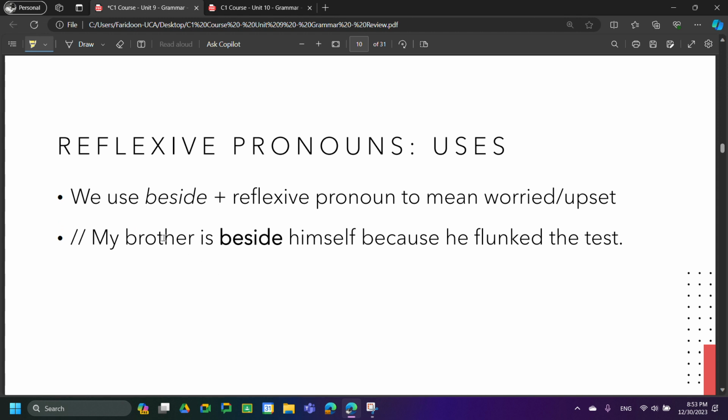Okay. Another use is the word "beside" plus a reflexive pronoun to mean worried, upset or angry. Example: my brother is beside himself because he failed the test. So he is kind of upset with himself, okay?